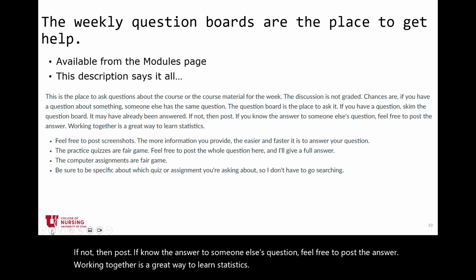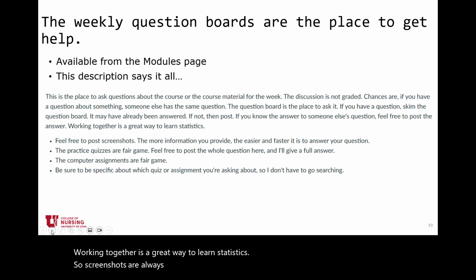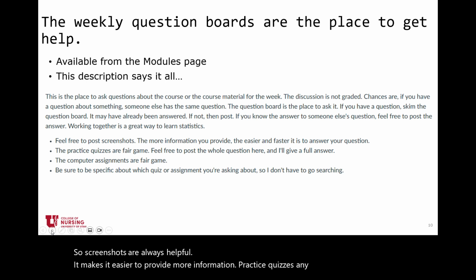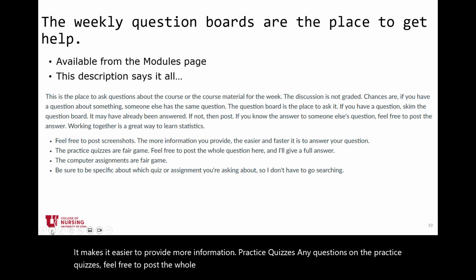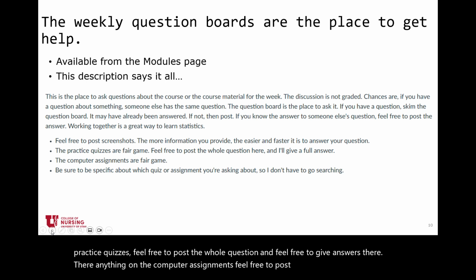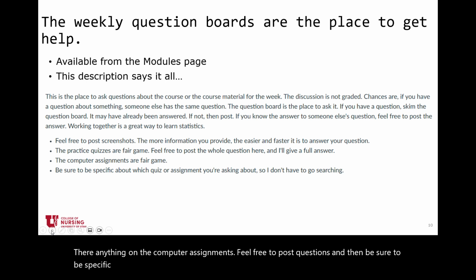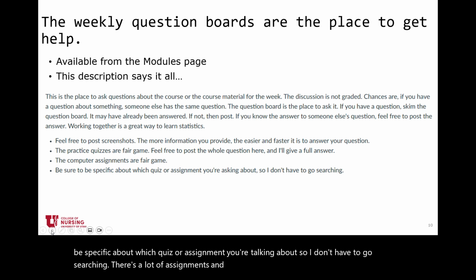Screenshots are always helpful. It makes it easier to provide more information. Practice quizzes, any questions on the practice quizzes, feel free to post the whole question, and feel free to give answers there. Anything on the computer assignments, feel free to post questions. And be sure to be specific about which quiz or assignment you're talking about, so I don't have to go searching. There's a lot of assignments, and so it just makes it easier to find exactly what you're looking for.